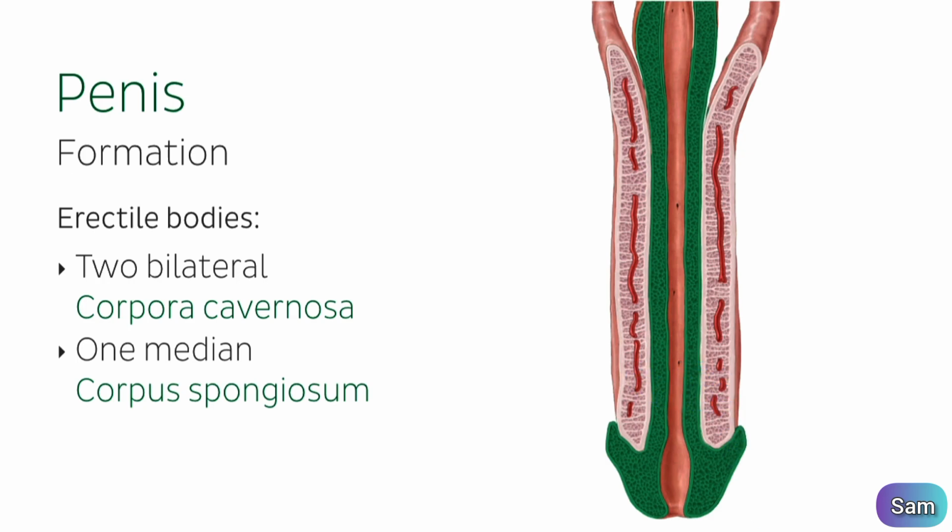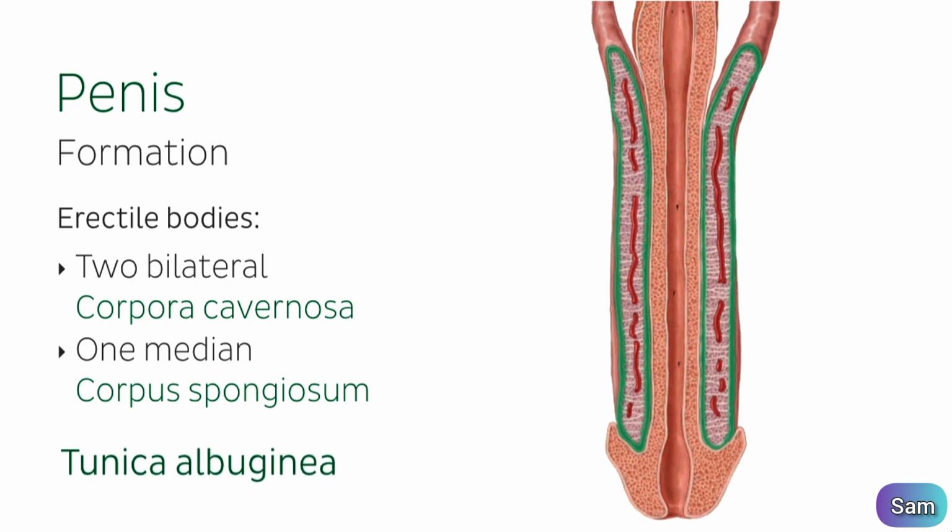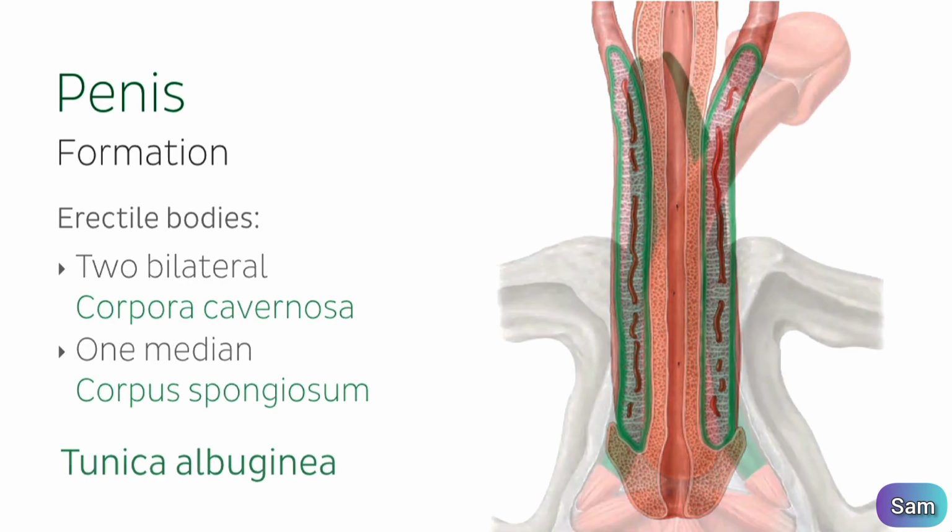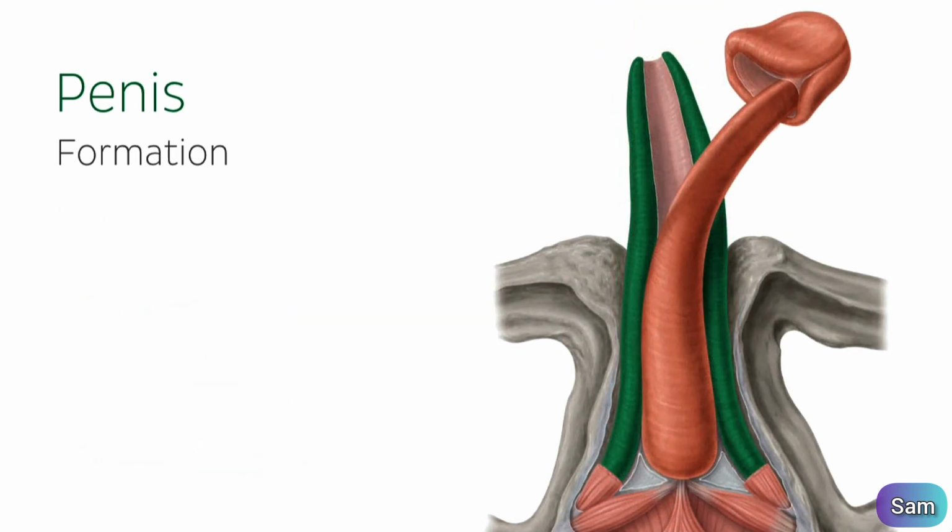A layer of fibrous tissue called the tunica albuginea surrounds each erectile body, and we can see it highlighted in green surrounding the corpora cavernosa. This tissue layer assists in the maintenance of the male erection. We'll now move on to explore these erectile bodies in more detail.